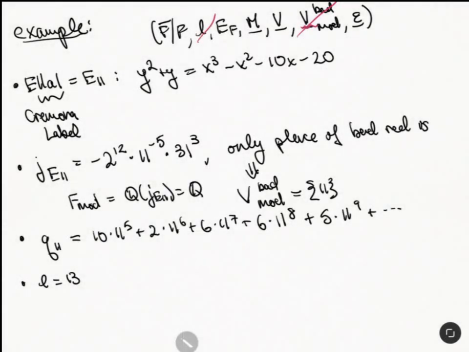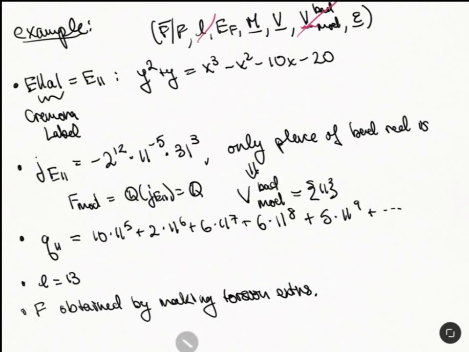To do this, we really need to know what F is. So we need to check these conditions against F. F is obtained by making torsion extensions. So the orders of these subgroups are going to divide the order of GL2 of F_R. So this is R squared minus 1 times R squared minus 1 minus R minus 1.